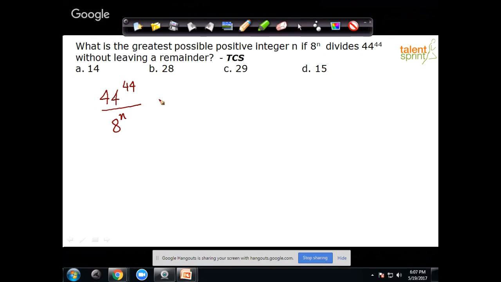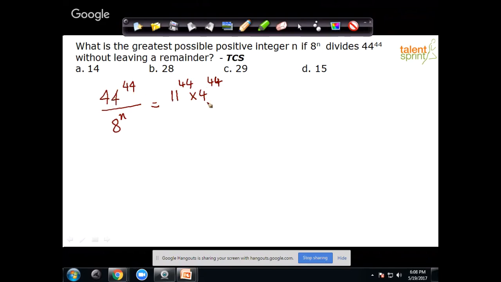Okay, so let me solve this question for you. First, let us rewrite the given information. I'm going to write everything in terms of 2. So this 44, I can write it as 11 to the power 44 into 4 to the power 44. Can I write the numerator like this? 44 is nothing but 11 into 4.